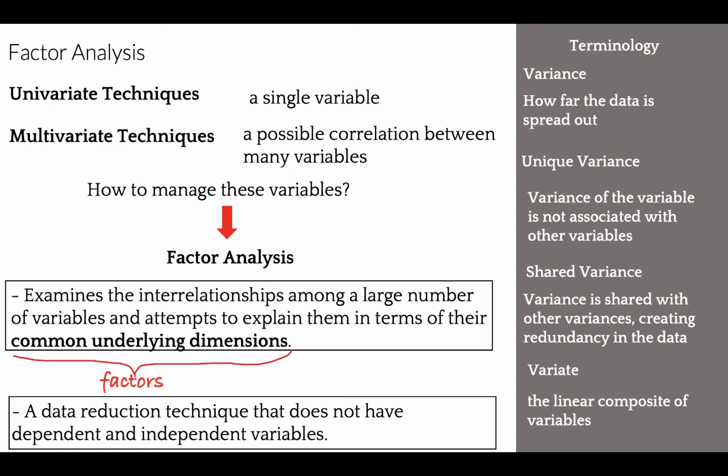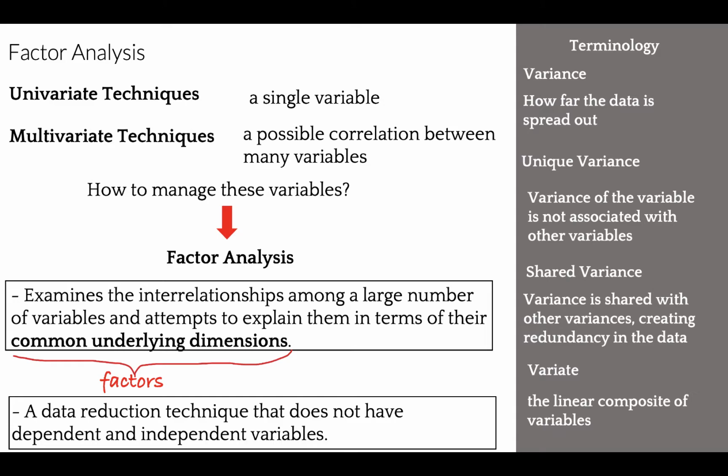Some of the useful terminology that we can review. Variance is how far the data is spread out. Unique variance is the variance of the variable that is not associated with other variables. Shared variance: the variance can be shared with one or more other variables, creating redundancy in the data. And redundancy implies that you can find the same information with slightly different values in various features and across many observations.